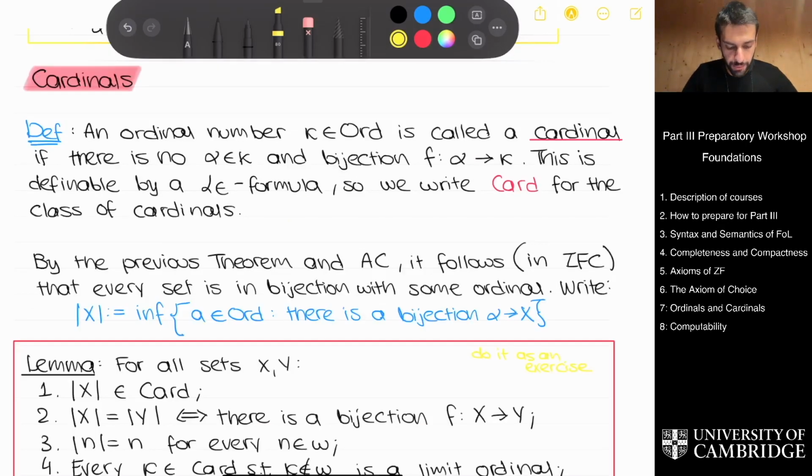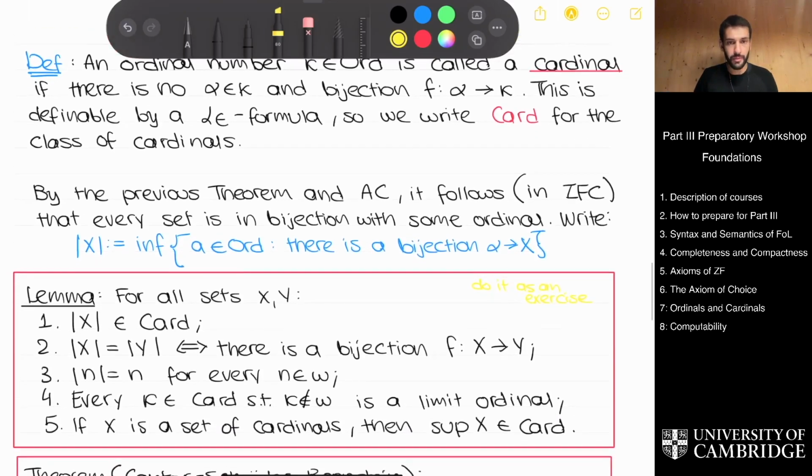Okay, let us move on to cardinals. Now, an ordinal number kappa is called a cardinal if there is no element alpha in kappa and a bijection from alpha to kappa. So clearly this is definable by a formula in the language of set theory. This formula defines precisely the class of cardinals.